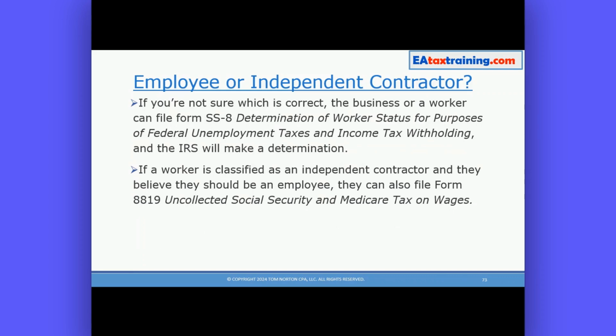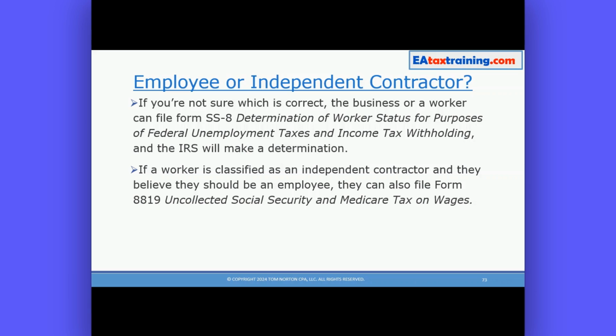So you fill this form out, you describe and check boxes about the various aspects of the role, and then the IRS will make a determination for you. If a worker is classified as an independent contractor and they disagree, the worker thinks, no, I should be an employee, they can file a different form, a Form 8819, and then the IRS will look into this on behalf of the employee. If you watch the news, you may have seen many of these cases. This is an often litigated issue that comes up.